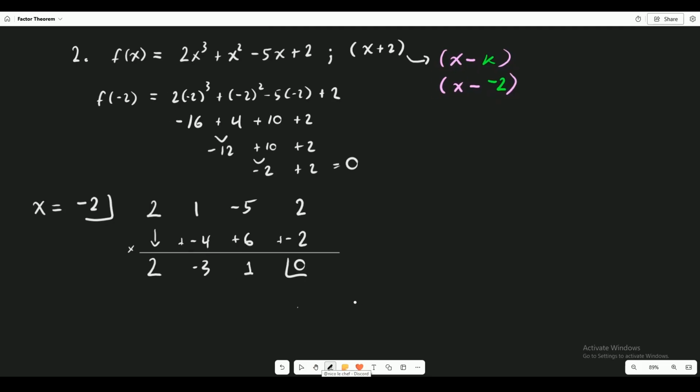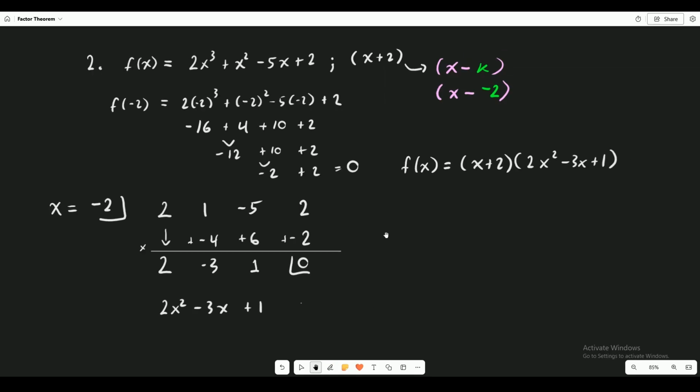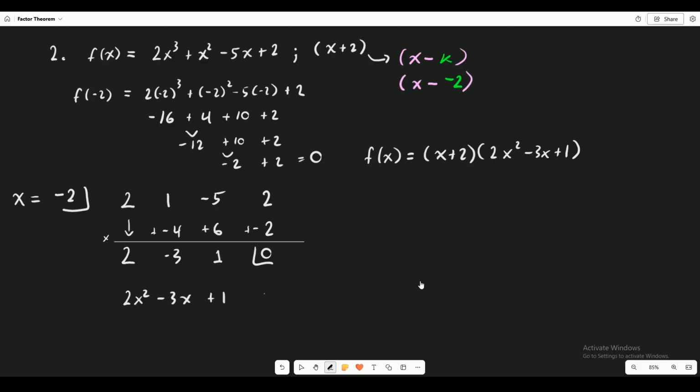So now I have 2x squared minus 3x plus 1, which means that our function f of x is equal to the factor we were given, x plus 2, times whatever we found through synthetic division: 2x squared minus 3x plus 1. All right, so this is my new one. I'm going to underline it with a highlight in blue.